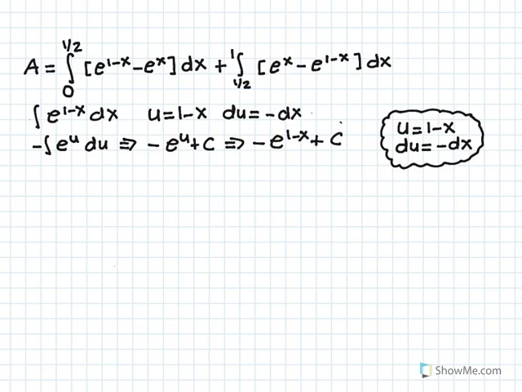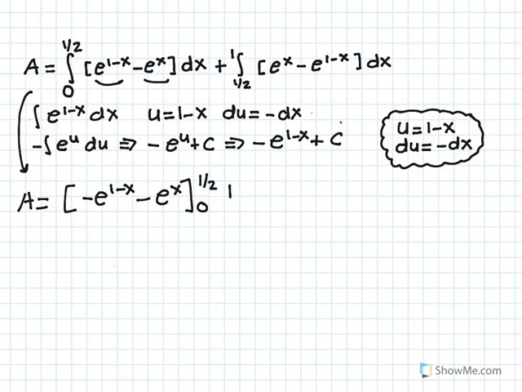All right, so let's do the integration. The area is going to be integral of e to the 1 minus x, which we just showed using u substitution, is going to give us minus e to the 1 minus x. Integral of e to the x is just e to the x, evaluated from 0 to 1/2, plus integral of e to the x is just e to the x, minus, and integral of e to the 1 minus x is minus e to the 1 minus x, evaluated from 1/2 to 1.